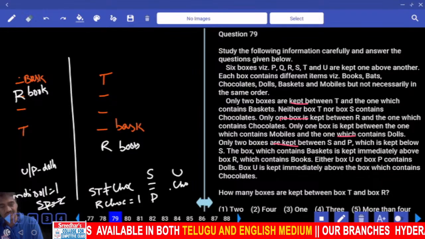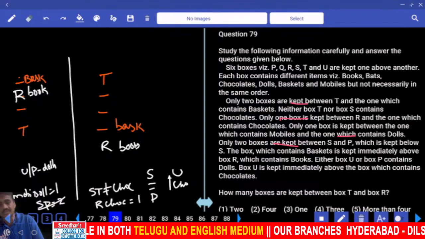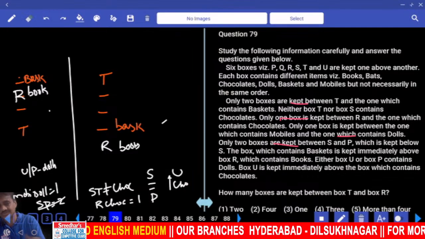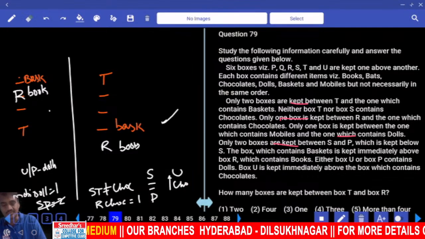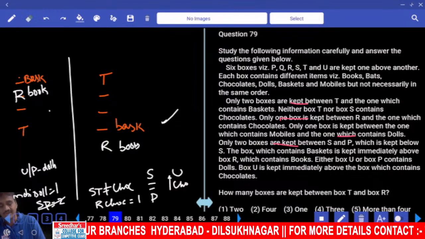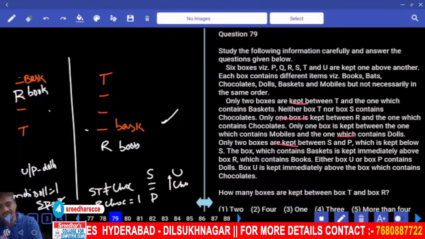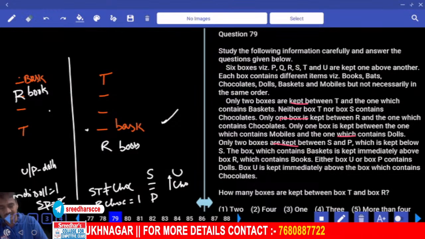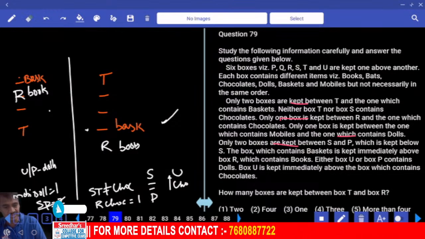Now this is the information given, isn't it? In this case there are 5 boxes, here there are only 4 boxes. Let us start with these 5 boxes. Then the next one, S and P. Now P cannot be at this place, isn't it? As P cannot be here, do we have any other information?